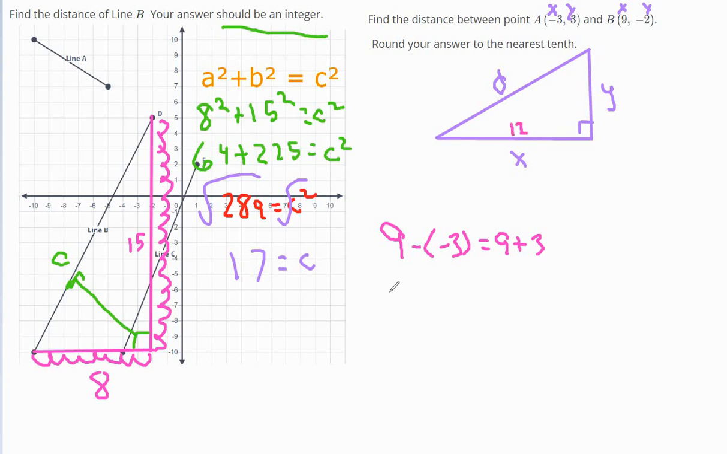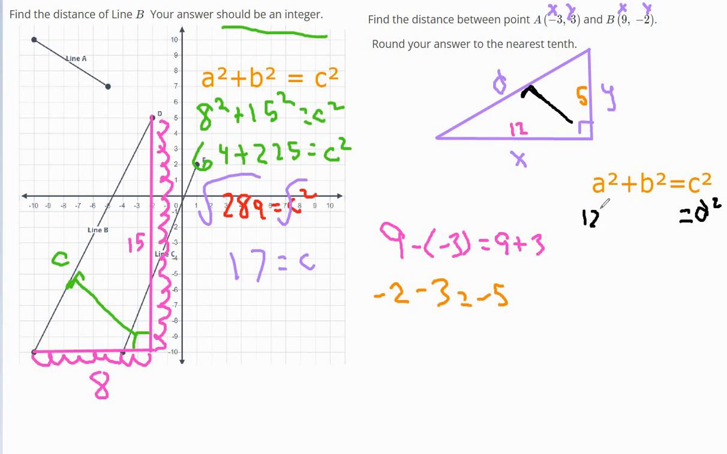The difference in the y's is negative 2 minus 3, which is going to be negative 5. And since we're looking at length, we're just going to make it a positive value, which is 5. And so now we can use the Pythagorean theorem. So a squared plus b squared equals c squared. The c, or the hypotenuse, is going to be over here. We'll call that d squared for the distance. And again, for this, you could just plot it and then count if you want to.